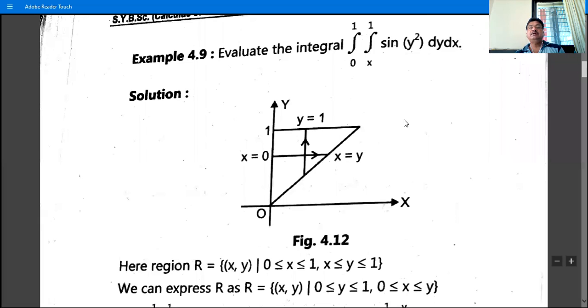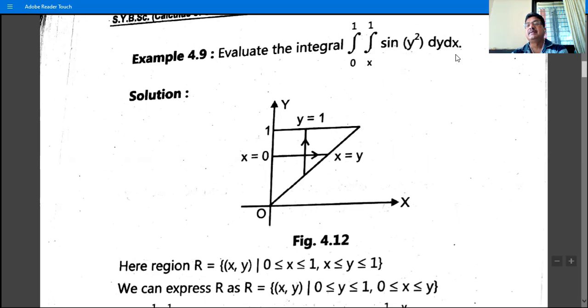Next example, evaluate the integration from 0 to 1, integration x to 1, sine y square dy dx. Here the order is with respect to y first, because this limit x to 1 is on y, because this is in terms of x. So if the limit is in terms of x, then it is on the variable y. Therefore we have to integrate with respect to y first and then with respect to x, if we follow the given order.